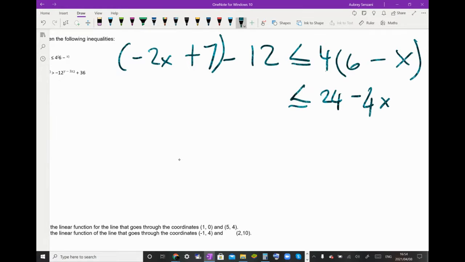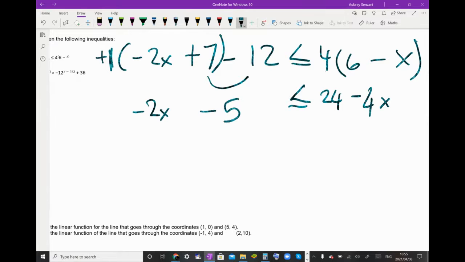Okay, it's less than or equals to, this is going to remain as negative 12, and then we want to remove brackets here. Remember, there's a positive 1 over here. So times a positive 1, that's going to remain negative 2x. And this is going to remain a positive 7. Okay, like terms again. So positive 7 minus 12, this is going to give you a negative 5.